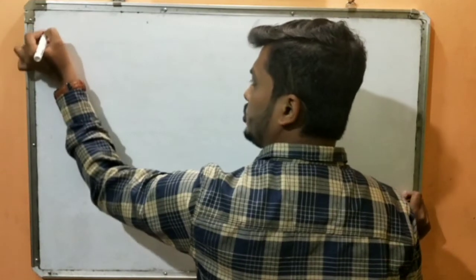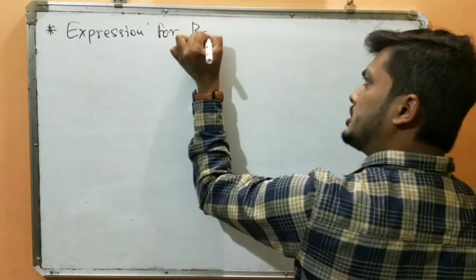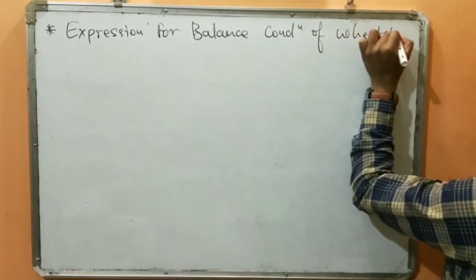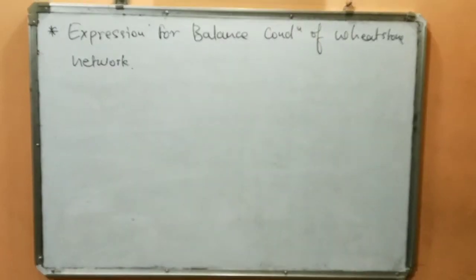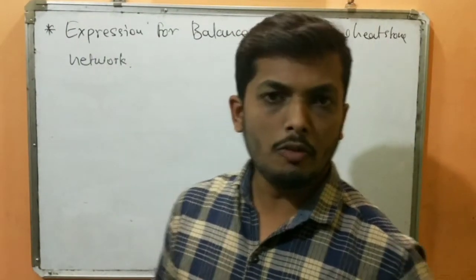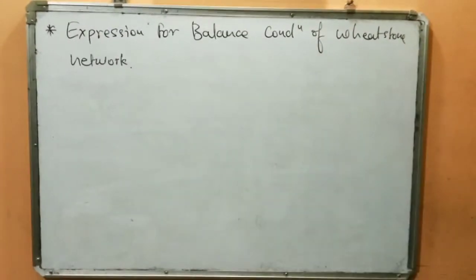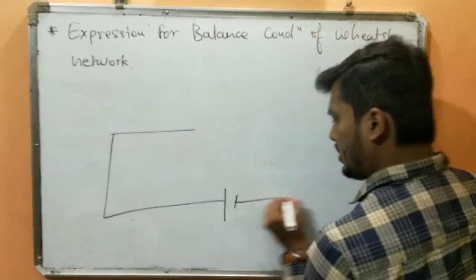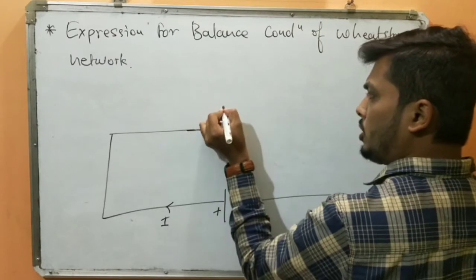Before you do any derivation, make sure you draw the relevant circuit diagram. The question will be asked this way: expression for the balance condition of the Wheatstone network. The Wheatstone network is again a complex type of electrical network where I have 4 resistors, out of which I don't know the value of one resistance and I know the value of the 3 resistances. Now, for the expression for the balance condition of the Wheatstone network, first I'll draw a diagram. Suppose I have one battery which is carrying current in this direction, and this is my Wheatstone network. See, how do I draw a Wheatstone network?